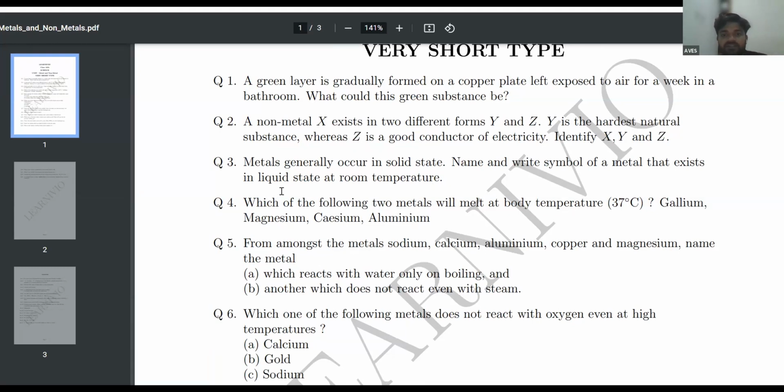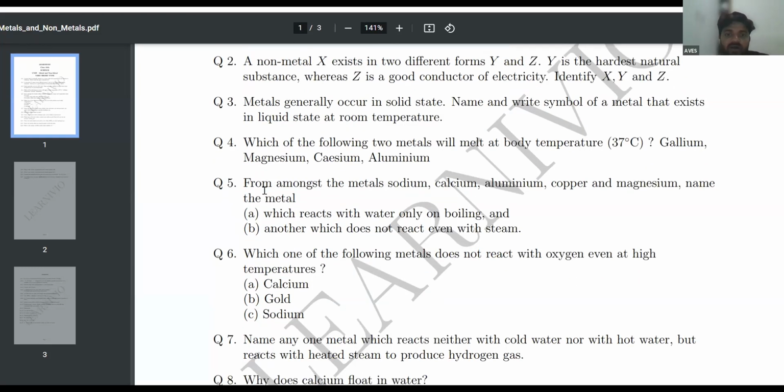Mercury exists in liquid state at room temperature. Which of the following two metals will melt at a body temperature of 37 degrees Celsius? Magnesium, calcium? Which of the following can easily melt? Tell me, which I have written. Gallium and cesium. Gallium and cesium. Very good. From amongst the metals sodium, calcium, aluminum, copper, magnesium.